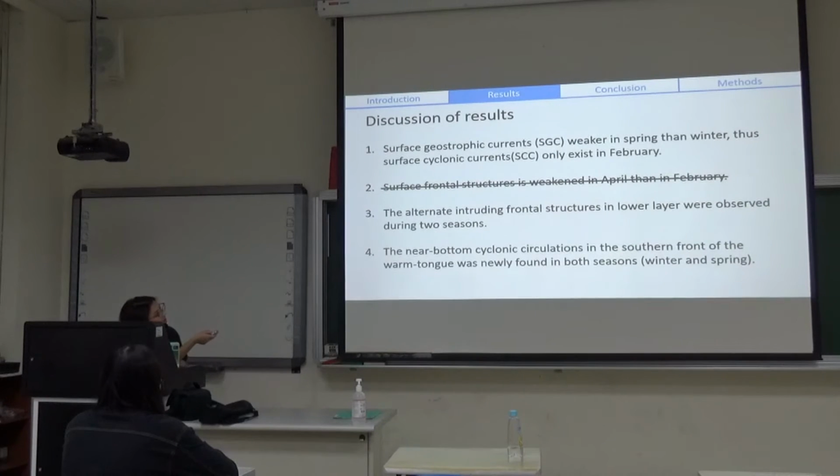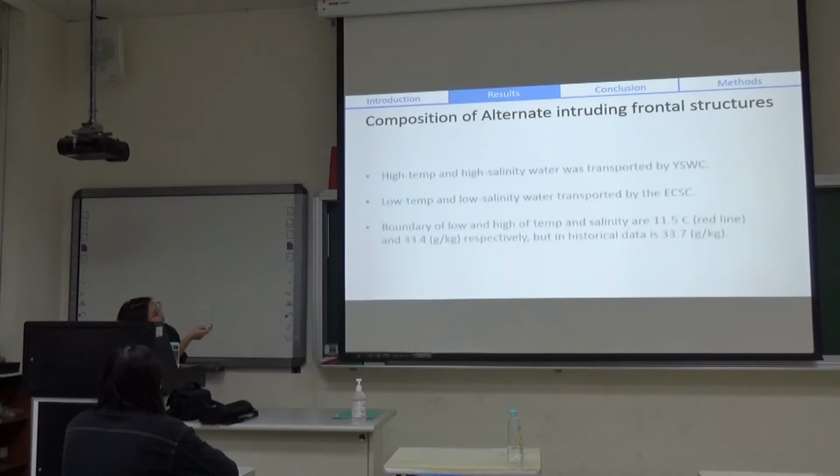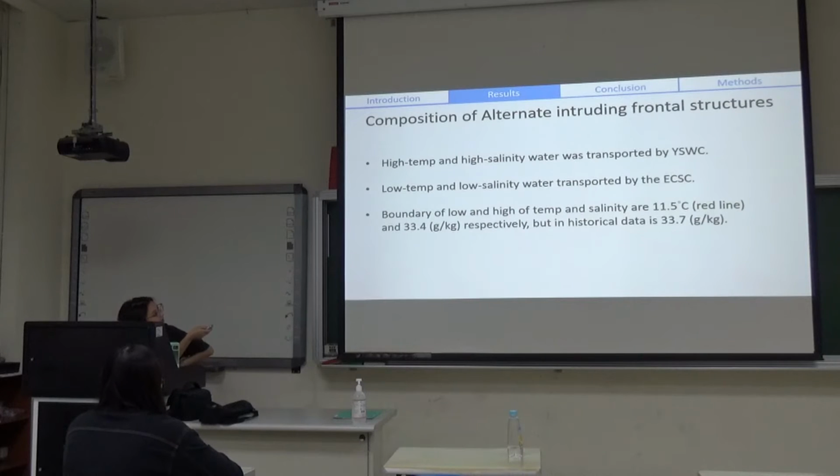And we'll move on to the alternate intruding frontal structure in the lower layer. Before talking about the AIFS, we will define the standard of high temperature and low temperature, and high salinity and low salinity. The standard of temperature is 11.5 degrees Celsius, and 33.4 grams per kilogram for in-situ salinity data, but for historical data it is 33.7 grams per kilogram.